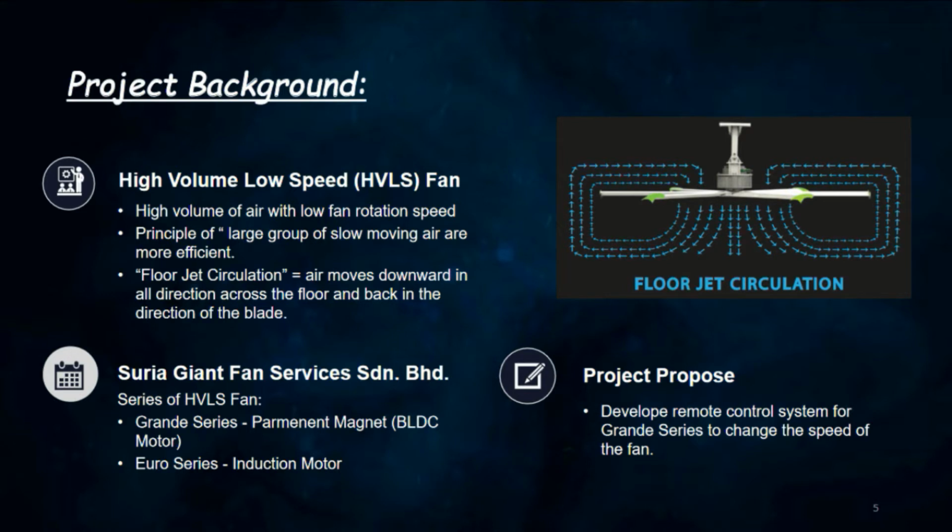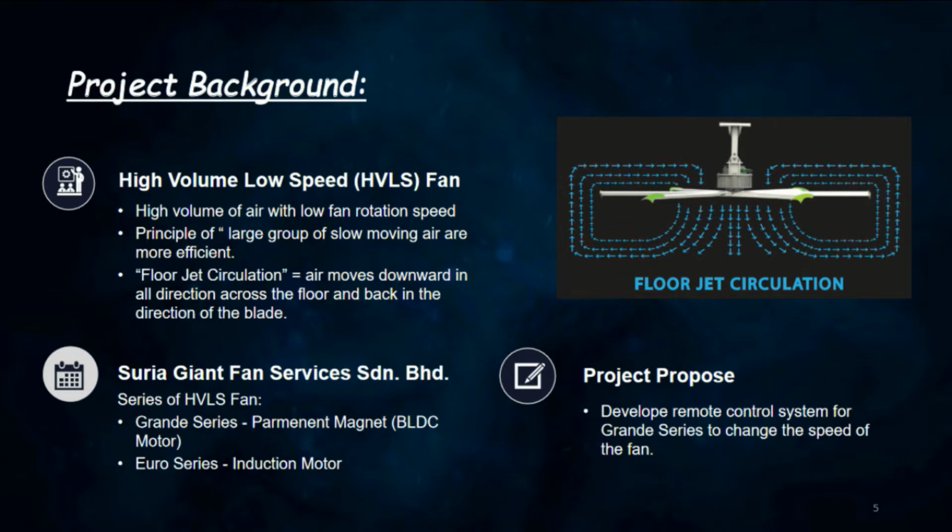HVLS can be defined as a fan that produces high volume of air with low fan rotation speed. HVLS fans technology is based on a principle that large groups of slow-moving air are more efficient to lower human body temperature than fast-moving air. The HVLS fans produce a floor jet circulation. The air moves from the fan blade downwards in all directions and across the floor to the wall and back in the direction of the fan blade.